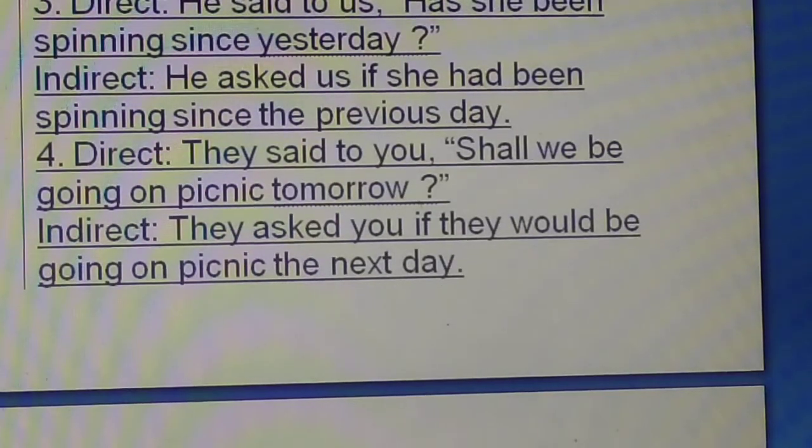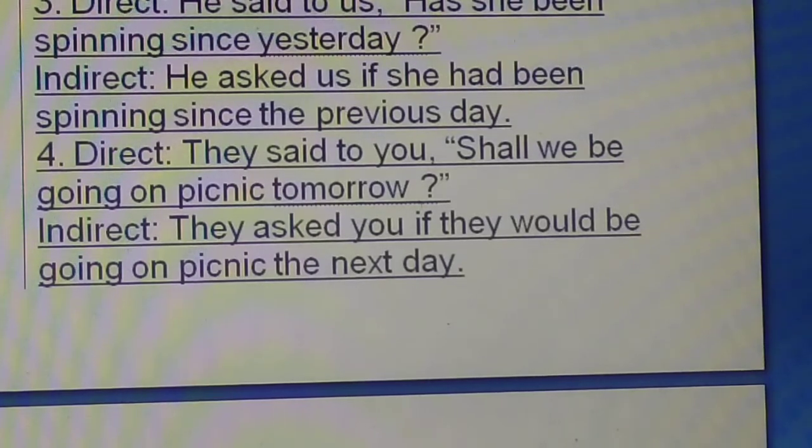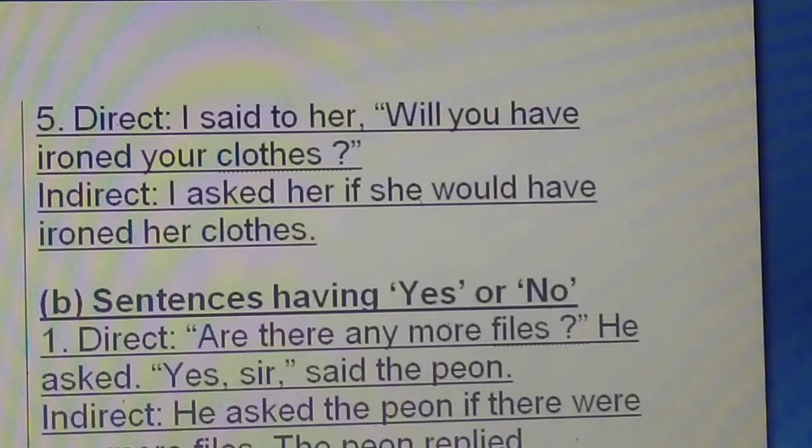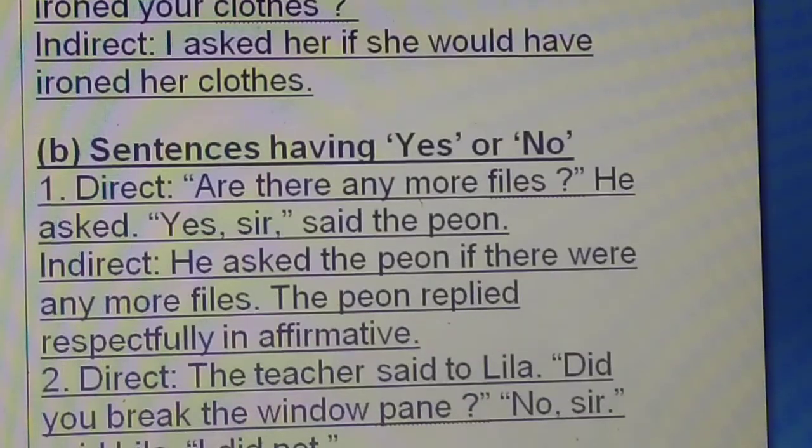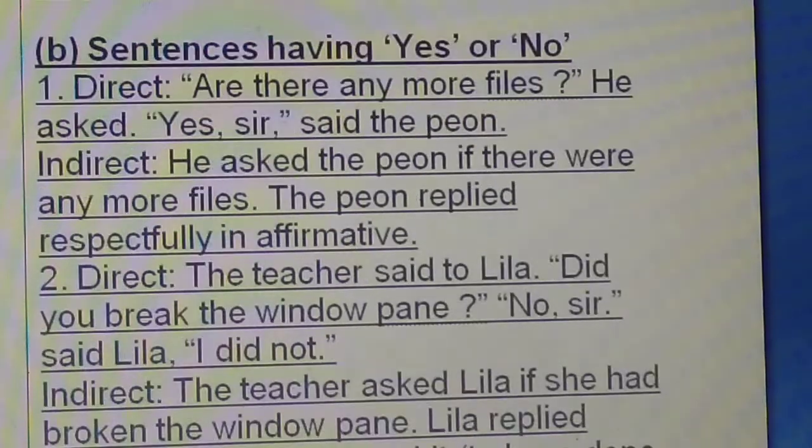They asked you if they would be going on a picnic the next day. Please note, tomorrow changes into next day. I said to her, "Will you have ironed your clothes?" I asked her if she would have ironed her clothes.